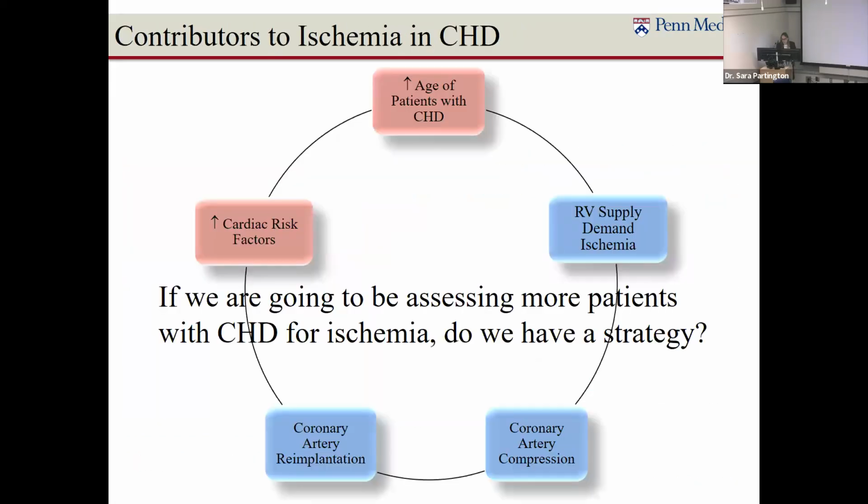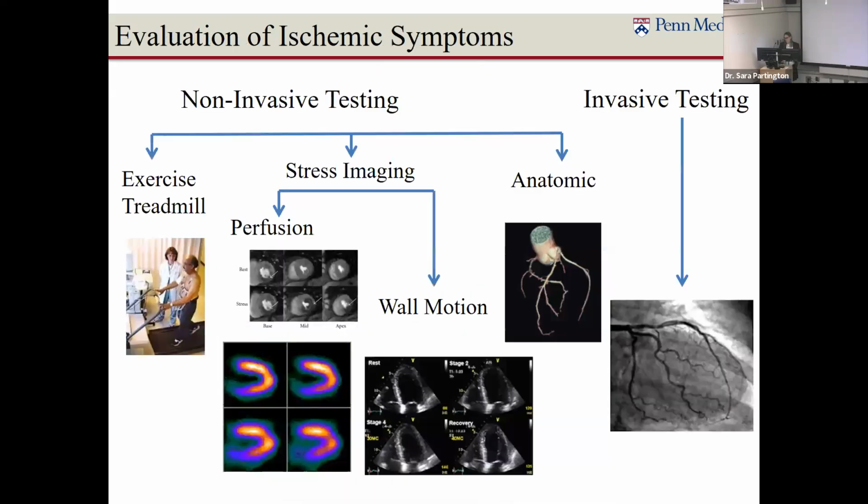There are some other structural issues that we do see in congenital heart disease, coronary fistulas, which can be more common with certain types of congenital heart disease. That's sort of a general list of things I think we need to think about when we're thinking about risk for ischemia in our patients with congenital heart disease. So if we're going to be seeing more patients with congenital heart disease with ischemia, do we have a strategy? How should we be thinking of diagnosing these patients?